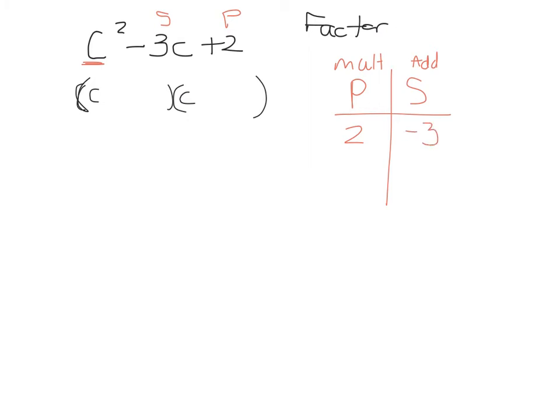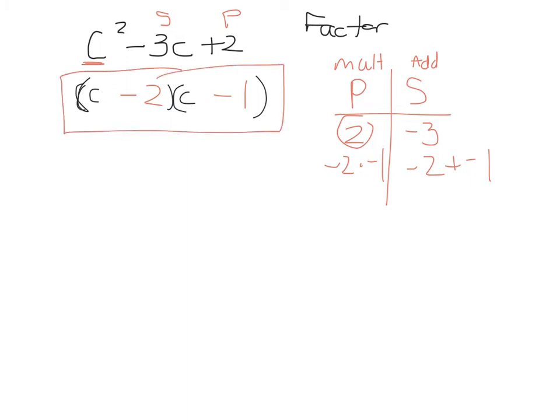This tells me again that these two have to be negative. Negative 2 times negative 1 multiplies to be positive 2. Negative 2 plus negative 1 adds to be negative 3. So that one works just like this.